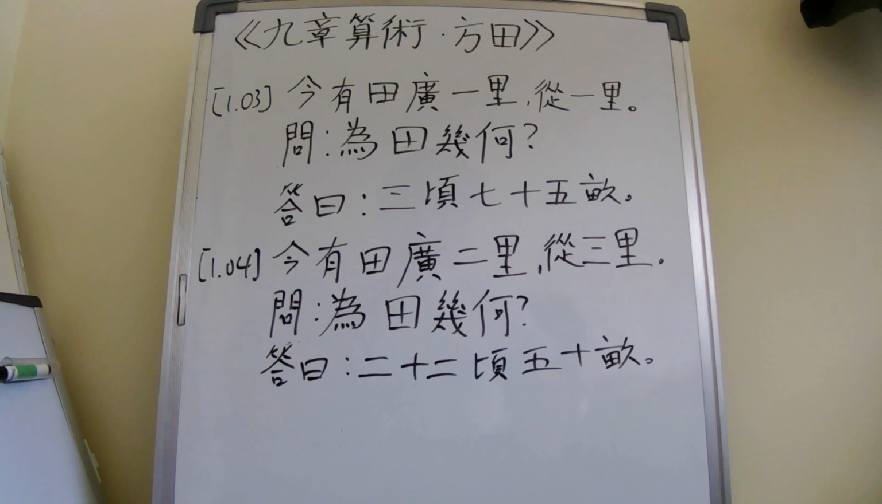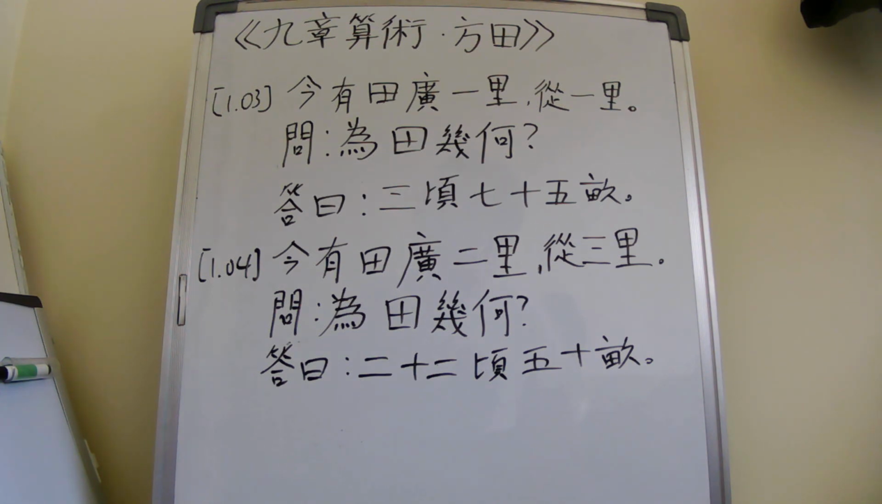Now, in the previous video, I talked about the ancient Chinese method of calculations using counting rods, and we looked at problems 1.01 and 1.02, which dealt with just the area of rectangles. Well, today, the problem is essentially the same. We're still going to look at the calculation of the area of rectangles, but the key difference is the units.